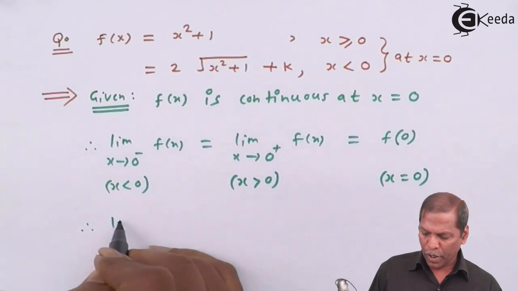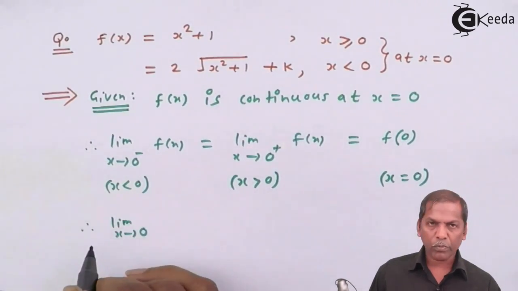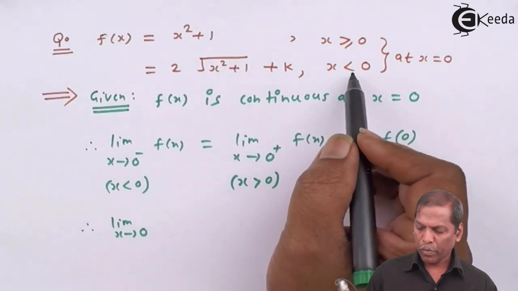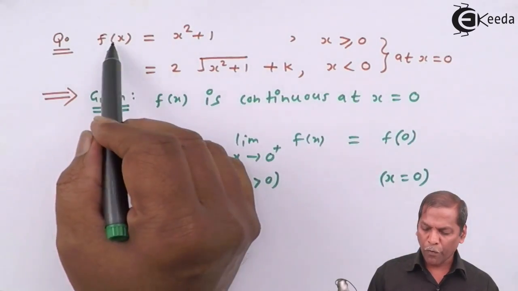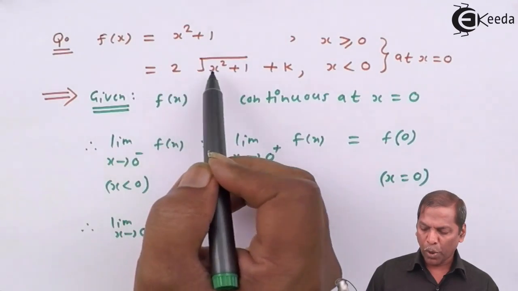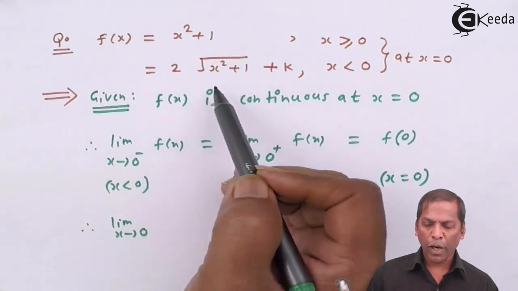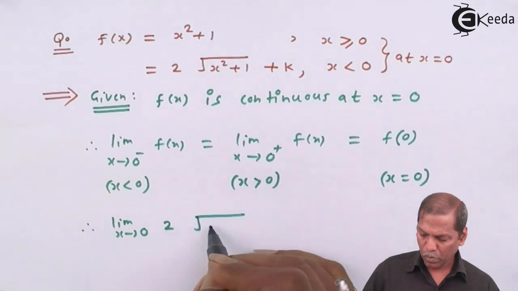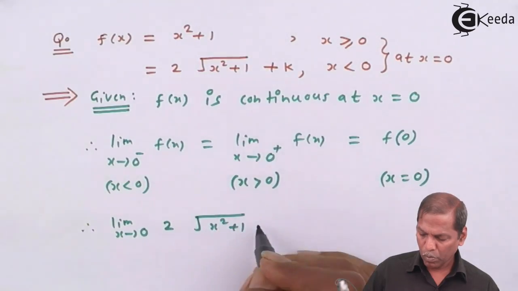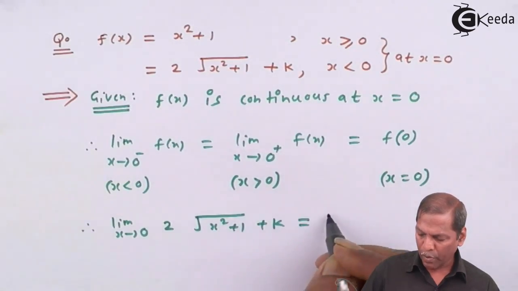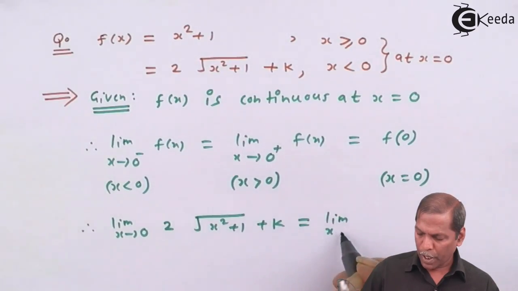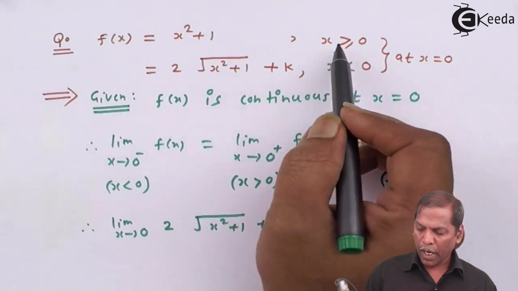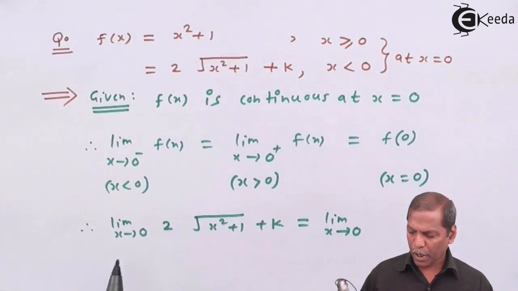So the next step will be limit x tends to 0 minus. Now for x less than 0, in the second part, f of x is given as 2 into square root of x square plus 1, square root complete, plus k. That is equal to limit x tends to 0 plus. 0 plus means x greater than 0, and at that time f of x is given as x square plus 1.